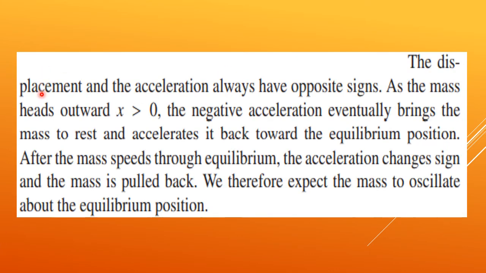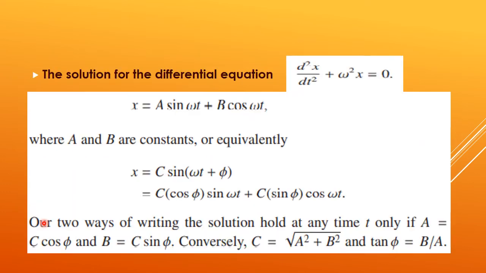Now the displacement and the acceleration are always opposite in signs. As the mass heads towards x greater than 0, the negative acceleration eventually brings the mass to rest and accelerates it back towards the equilibrium position. Now after the mass speeds through the equilibrium position, the acceleration changes sign and the mass is pulled back. We therefore expect the mass to oscillate about the equilibrium position. That is why it is called a harmonic oscillator.